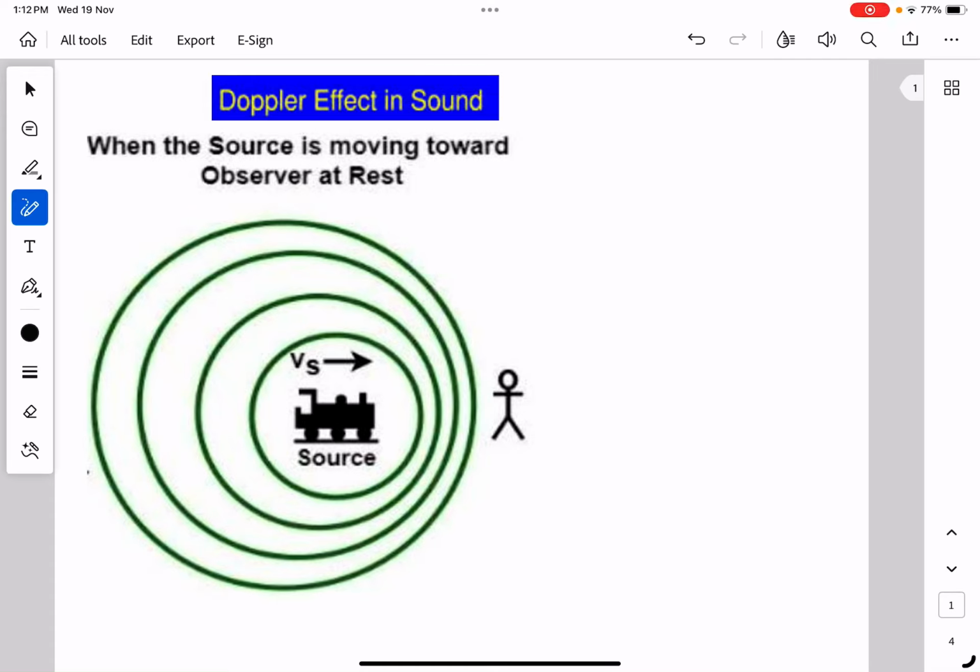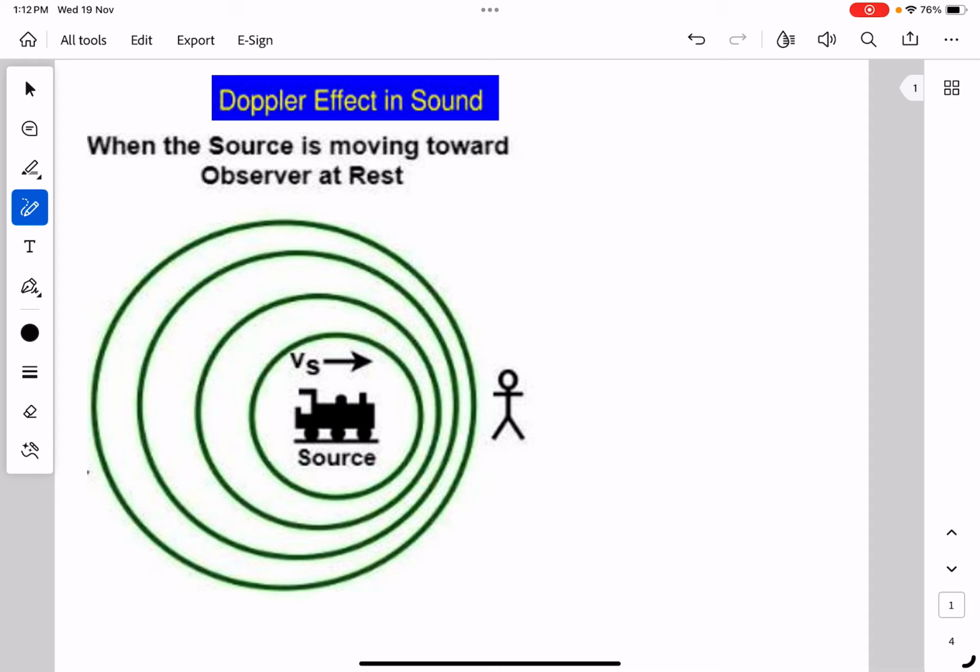Hi everyone, let's talk about Doppler effect in sound waves. First of all, let's try to understand what is Doppler effect. Doppler effect is the apparent change in the frequency of waves due to relative motion between the source of the waves and the observer. There are different scenarios.